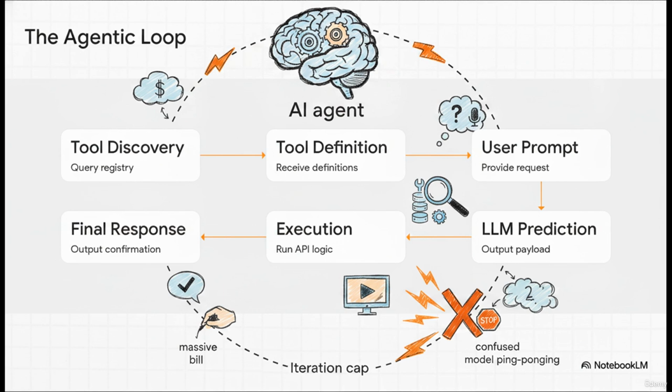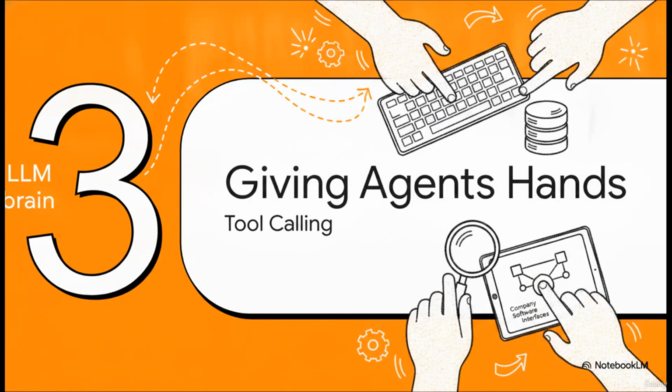But here is the absolutely critical part that so many people miss. You absolutely must have an iteration cap, a hard limit on how many times it can go through this loop. Because without it, a confused model won't just stop and ask for help. It'll just ping-pong back and forth forever, trying over and over, running up a truly massive cloud compute bill while failing to actually solve your problem. Which leads us perfectly into Section 3, giving agents hands.